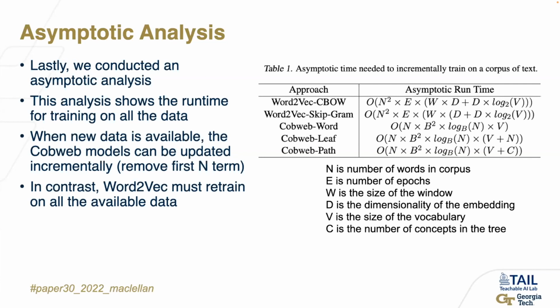Now, this being said, our analysis shows runtime for all of the training data. So we're training on all the data at once. But the word, leaf, and path systems can actually do incremental updating. So if we get a new data point, we can update them in log n time, whereas, in contrast, the word-to-vec system would have to retrain on all the data, including the new data points. So it would be n squared log n. And this, I think, really highlights the efficiency of our approach, this ability to incrementally update our knowledge as new examples are coming in without having to retrain on all the data.